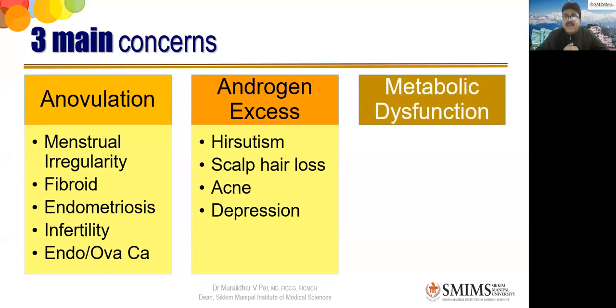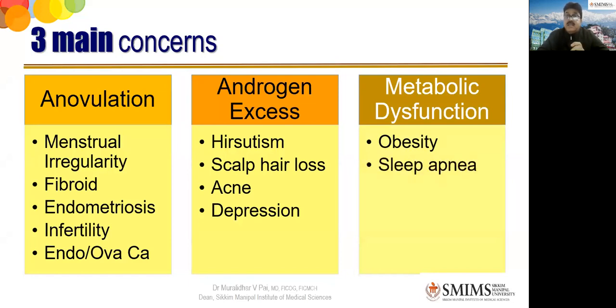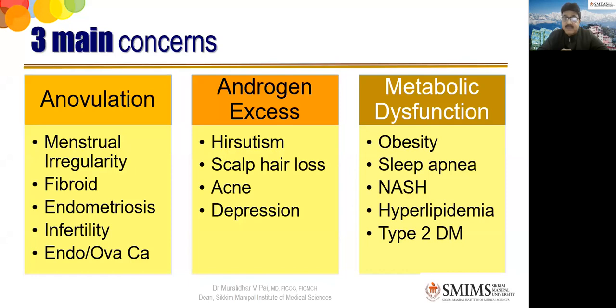Then the other main concern once you age is metabolic dysfunction. That consists of obesity, of course, across the age group. Sleep apnea. Sleep becomes a premier commodity; you don't realize that, you realize it only later in life. NASH, non-alcoholic steatohepatitis. Hyperlipidemia, which can give rise to its own problems, cardiac events, and all sorts of things. Type 2 diabetes. That is enough to destroy so many organs and cause so many problems.